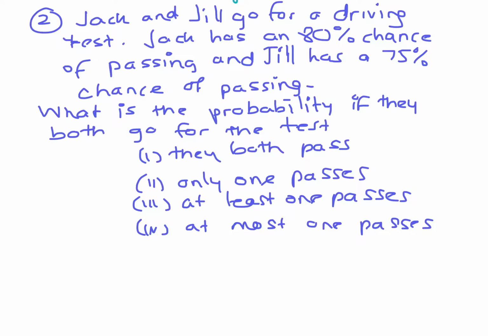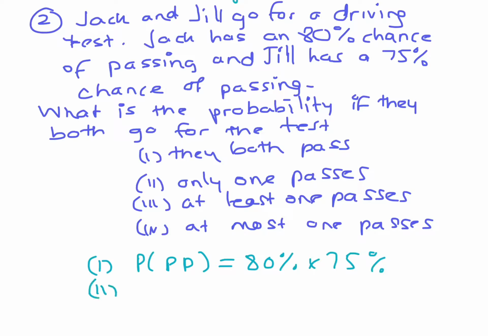Okay, so Jack and Jill go for a driving test. Jack has an 80% chance of passing and Jill has a 75% chance of passing. What is the probability, if they both go for the test, that they both pass? So we want the probability that Jack passes and Jill passes. So that would be 80% times 75%. You just need to work that out in your calculator. You can also do it as a decimal if you wanted to, 0.8 times 0.75, and get it like that as well.